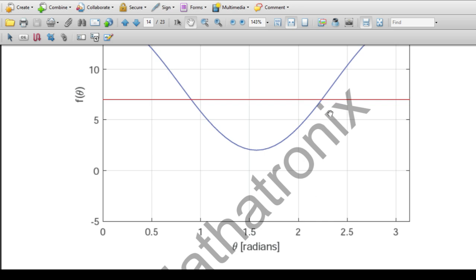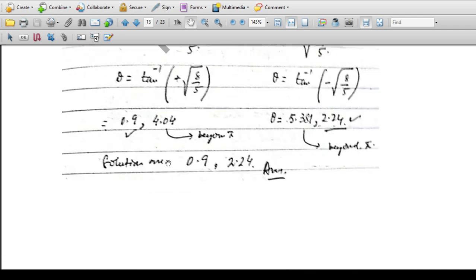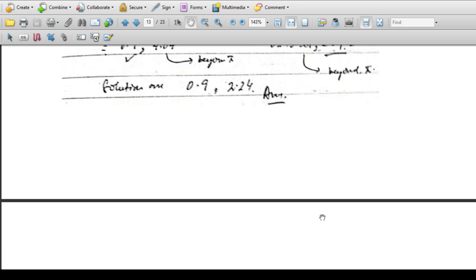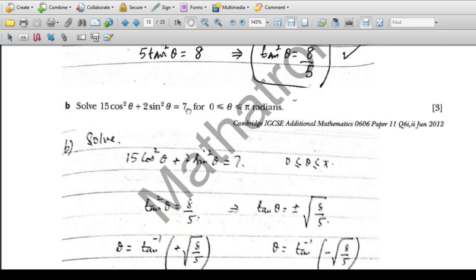From here to here, at the middle point, we have 2.24. So we have two solutions. So we have drawn it and proved that our solution is correct. This kind of plotting helps to understand the concept of this question. So what is the purpose of this solve? Solve to obtain the value of theta where this equation is satisfied.